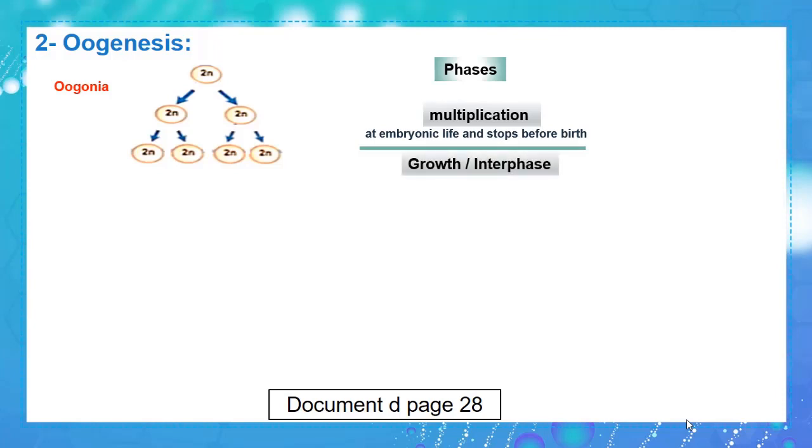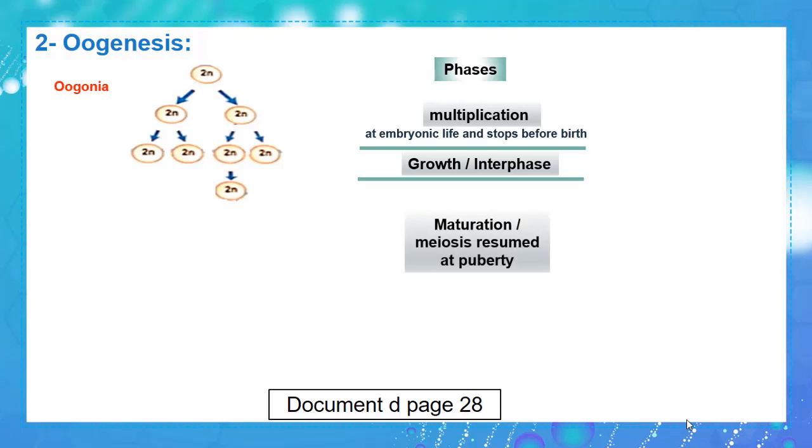The second phase of oogenesis, which is the growth phase that is equivalent to an interphase, occurs also during the embryonic life of the female. Just as the third phase, which is meiosis, is about to start, oogenesis stops at birth of the female. The cell at this stage is oocyte 1, blocked at prophase 1 of meiosis 1. Few oocytes will only resume meiosis once every month, starting from puberty.